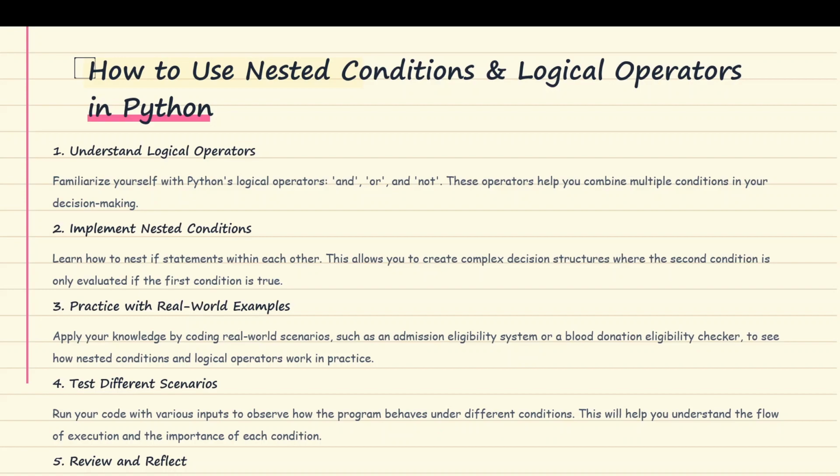Okay, so next is about testing different scenarios. We have to test different scenarios. Run your code with various inputs and observe how the program behaves under different conditions. Try to do some experiments with your code. Whatever code I tell you, try to make some changes and check what you are getting. If you get any type of error, you can comment it down in any of the lectures and I am going to reply to you.